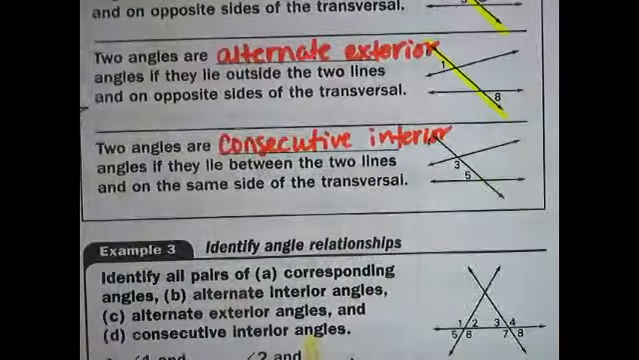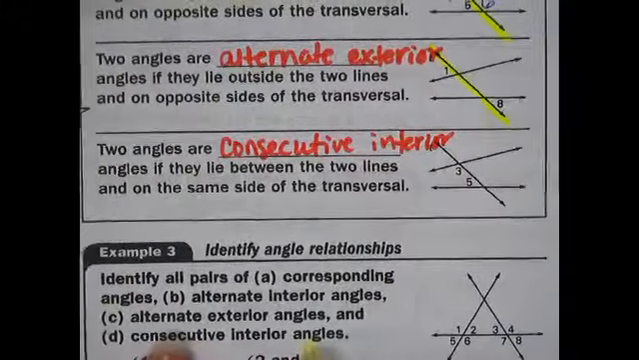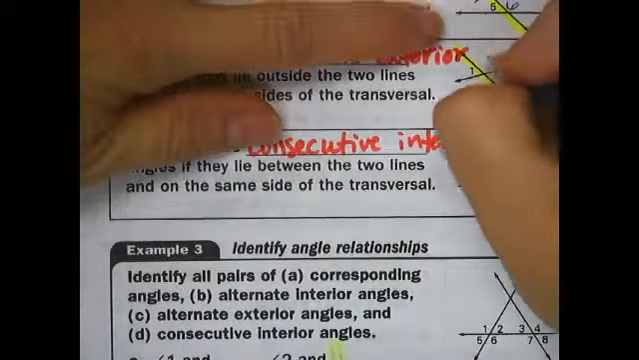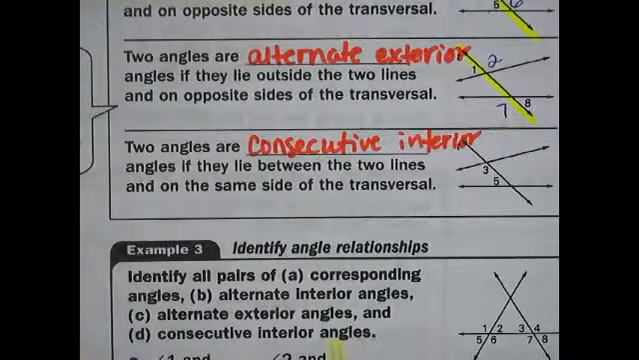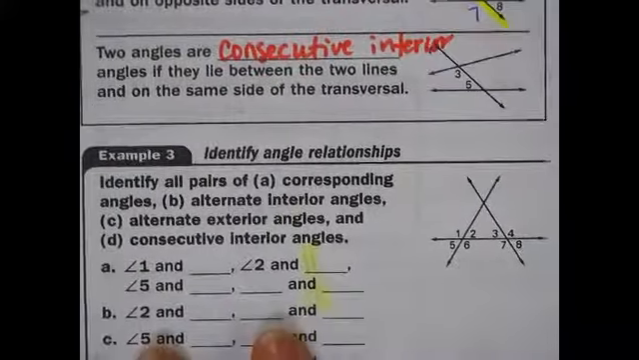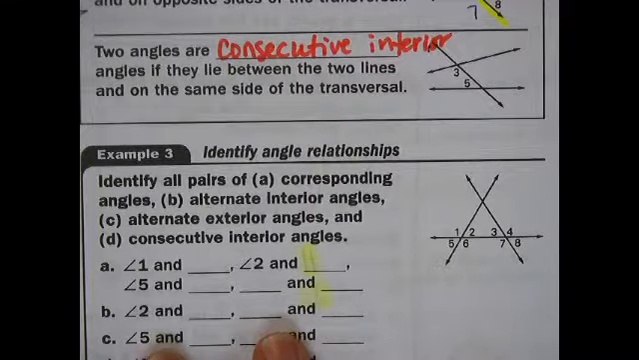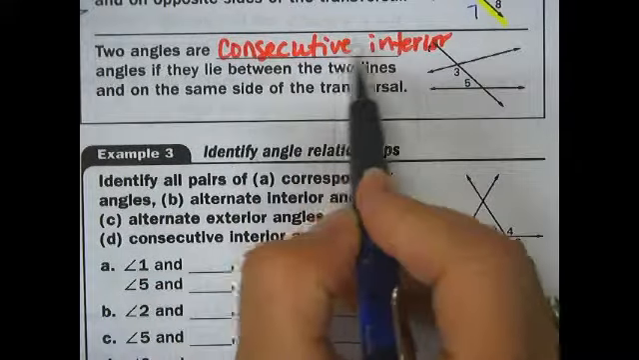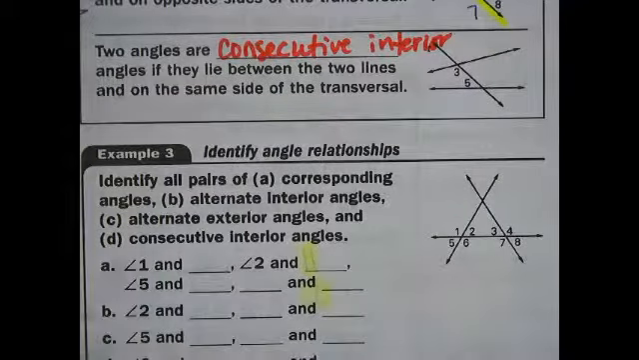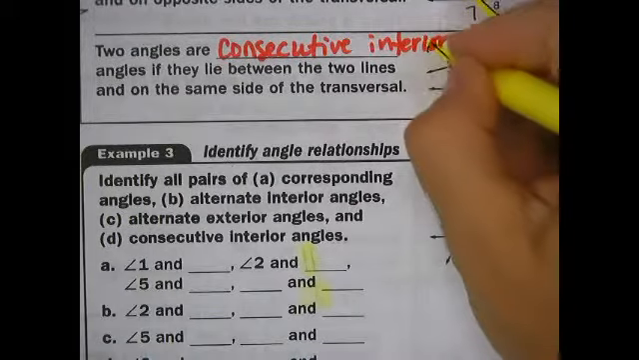Alternate exterior angles are the same thing. Alternate means opposite sides of the transversal. So notice that 1 is on the left, angle 8 is on the right. So they're alternate sides of the transversal, and they're on the outside of those two intersecting lines. Alternate exterior. We would also say that 2 and 7 are alternate exterior.